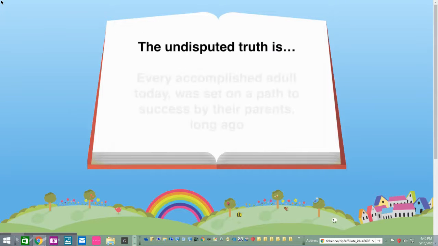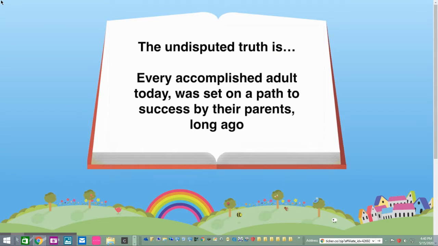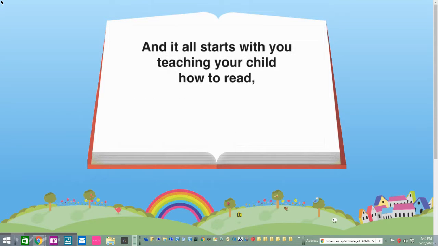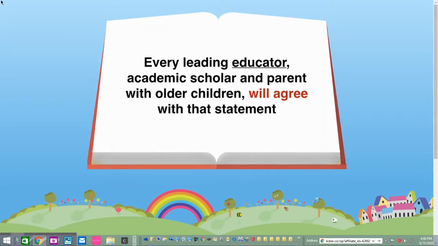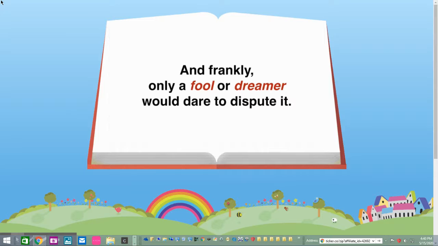The undisputed truth is, every accomplished adult today was set on a path to success by their parents long ago. And it all starts with you teaching your child how to read at the earliest age possible. The most vital skill your child must master early on to be successful in life, more than any other, is their ability to read. Every leading educator, academic scholar, and parent with older children will agree with that statement. And frankly, only a fool or dreamer would dare to dispute it.